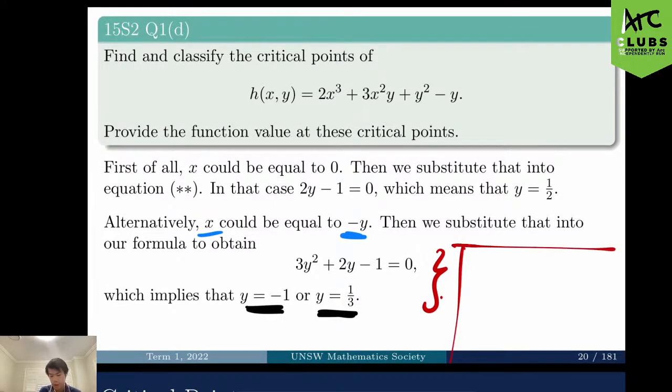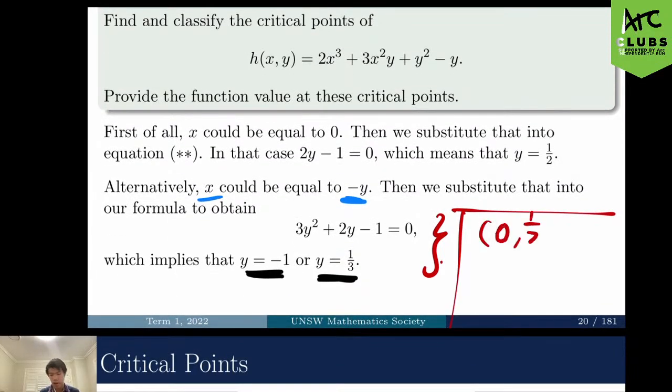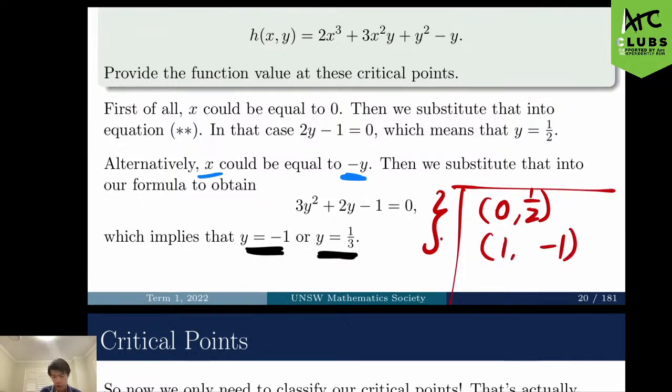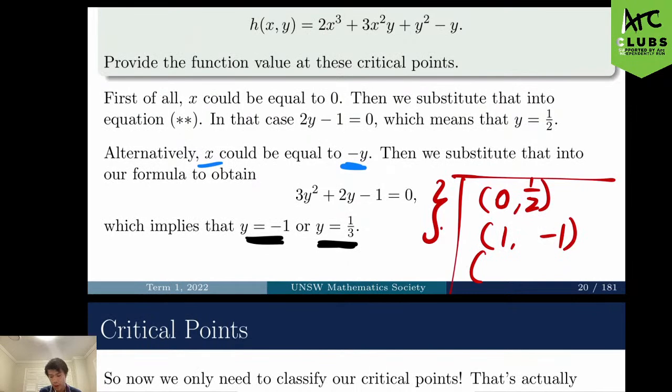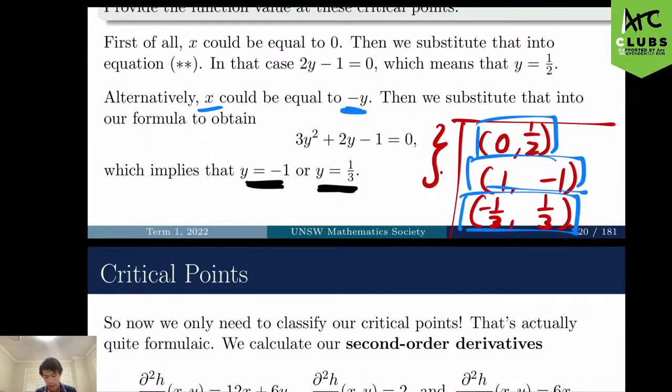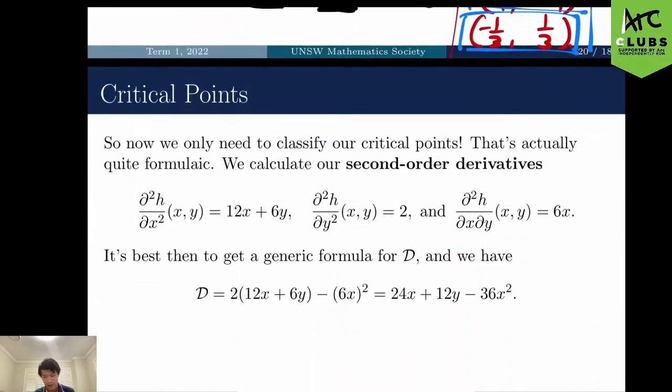Right, so our first point was (0, 0.5). Our next point is, well, we've got y equals -1, and we've got x equals -y. That means x equals 1. And this final one, y equals a third. Well, what about x? It's just going to be minus a third. Right, so if it really helps you, try to write up these points as you go, just so it's a lot easier for you. But yeah, now that we've gotten these points, time for the fun. This is where the fun begins, right?